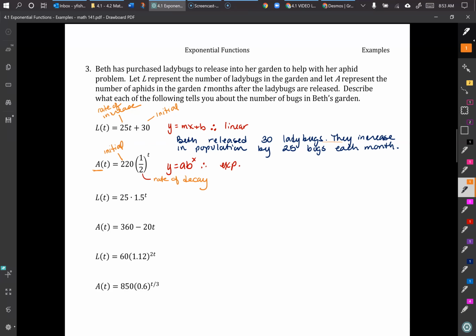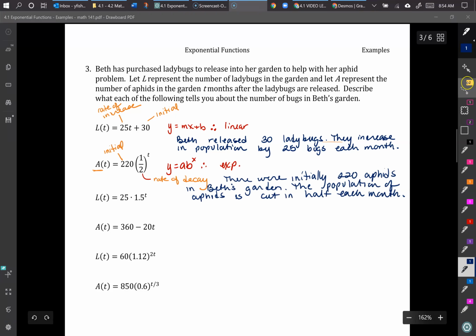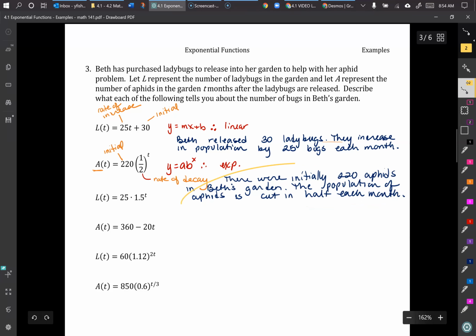So let's see if you can write that in just everyday words, in lay terms. Pause and see if you can do that, and then I'll write out my sentence. Okay, so the sentence I wrote is: there were initially 220 aphids in Beth's garden. The population of aphids is cut in half each month, or you could say decreased by 50% would be okay as well. So I'd like you to try these other ones as classwork. Pause and see what you come up with for that.